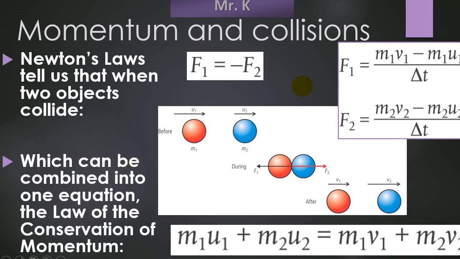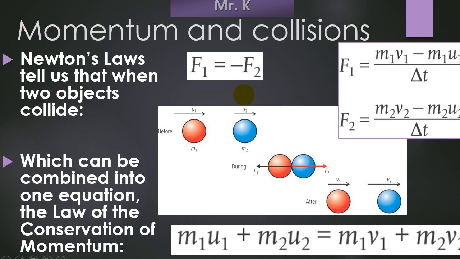Momentum and collisions. Here we have a system, a before, a during, and an after. Initially, we have two balls of different masses, mass 1 and mass 2, traveling at two initial velocities that are also different, u1 and u2. They collide, and afterwards, the balls have the same masses, but they have different final velocities, different from each other and different from their initial velocities.